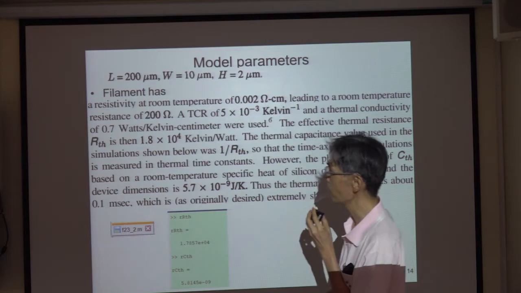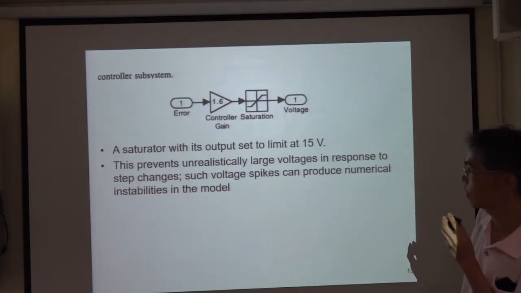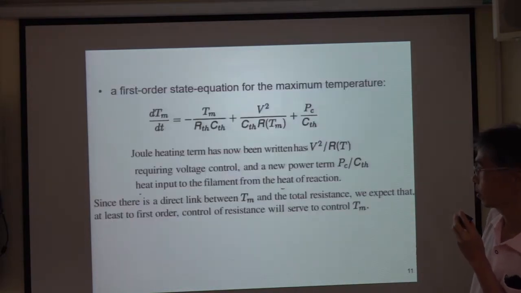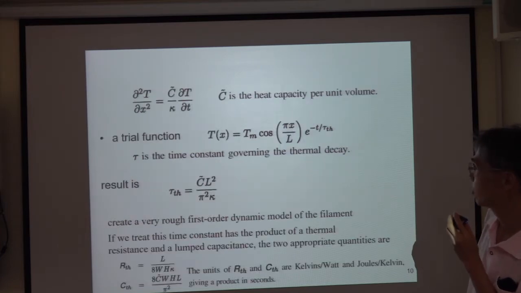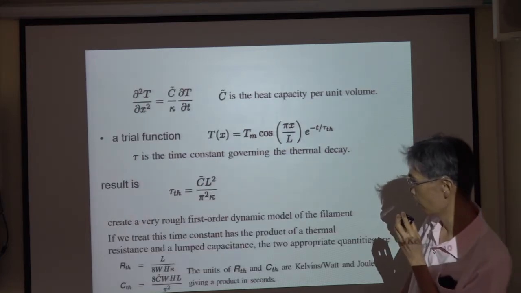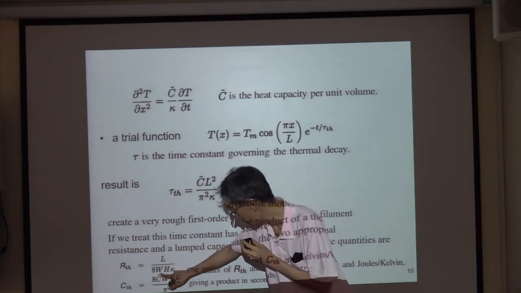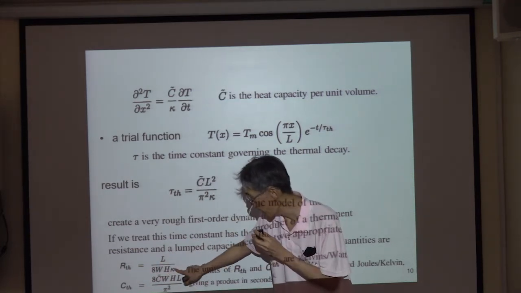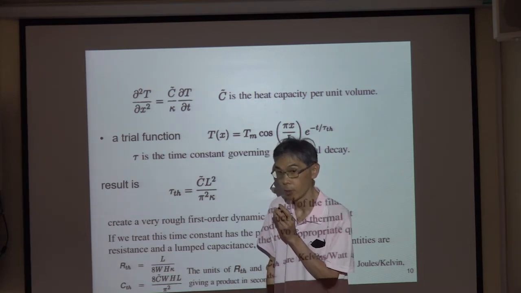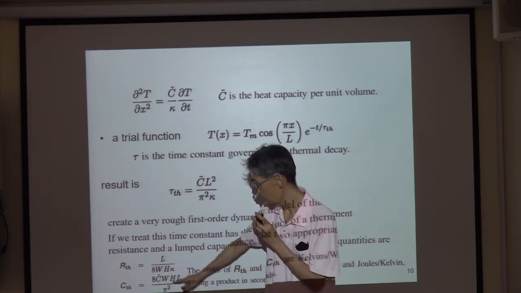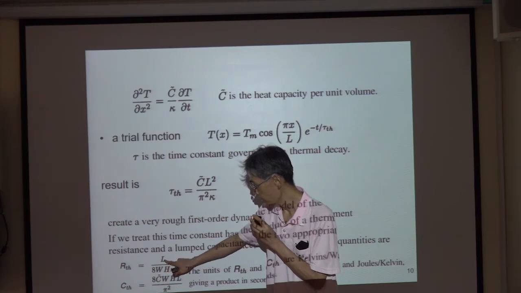Can you go to the previous page? Okay, the equation for RTH is here: L divided by 8 W H kappa. Kappa is the coefficient of thermal conductivity, and W, H, L are width, thickness, length.